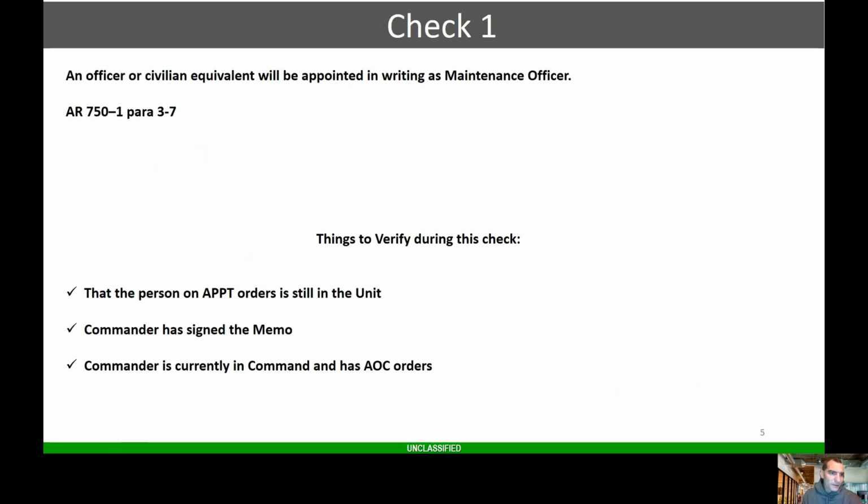So first check, an officer or civilian equivalent will be appointed in writing as a maintenance officer, right? So this is AR 750-1, paragraph 3-7. So things to verify during the check that I look for is if the person is on appointment orders, is still in the unit, has the commander actually signed the memo, and is the commander currently in command and has assumption of command orders, right?